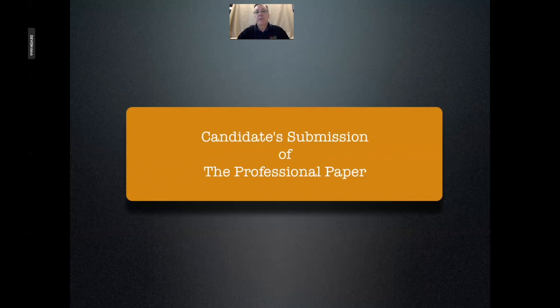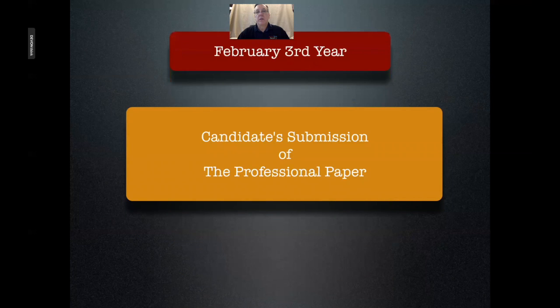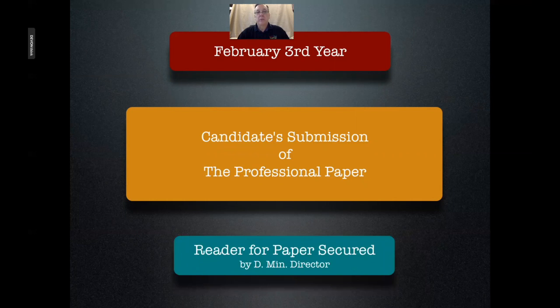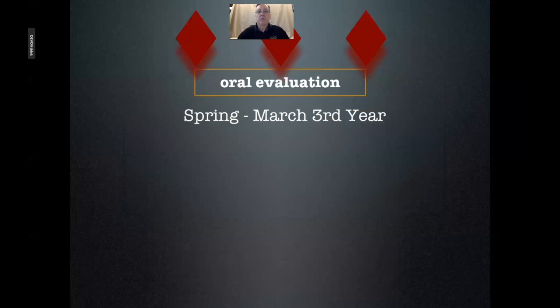Once the project is finished and the professional paper has been written, then the candidate will submit their paper. This is done in the 3rd year of the program. February 15th is the deadline for papers to be submitted if you plan to graduate in that particular year. When the paper is submitted, then a reader is selected for the paper. The reader will take it and in a designated amount of time will begin reading and looking at the paper critically so that the reader can give input and evaluate the paper along with the student.